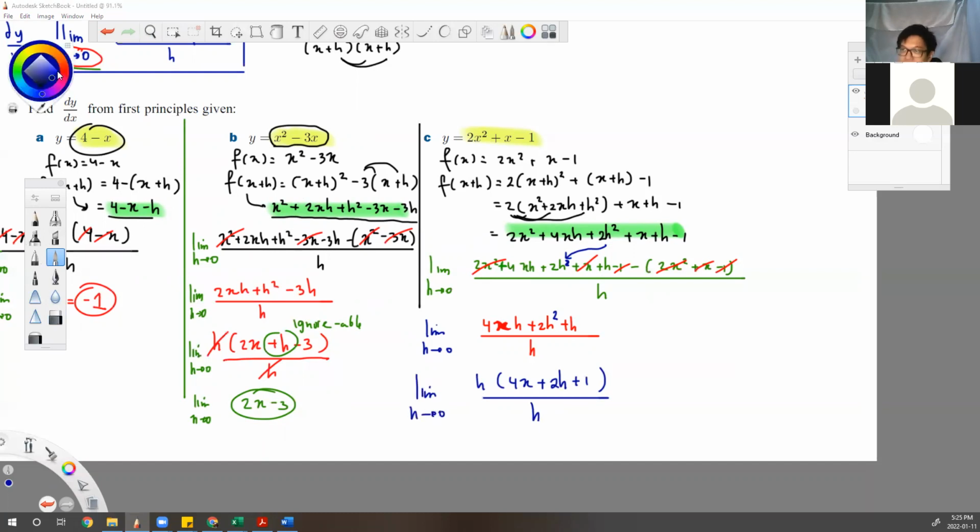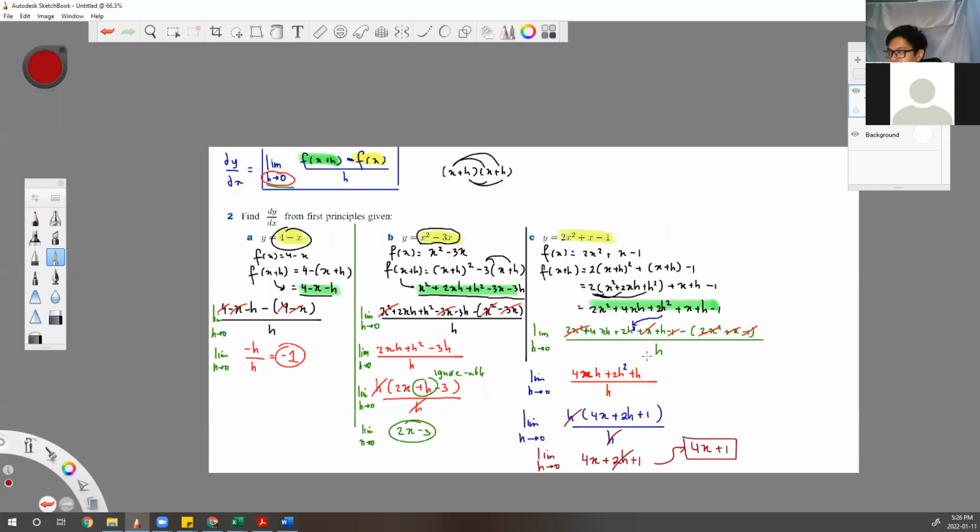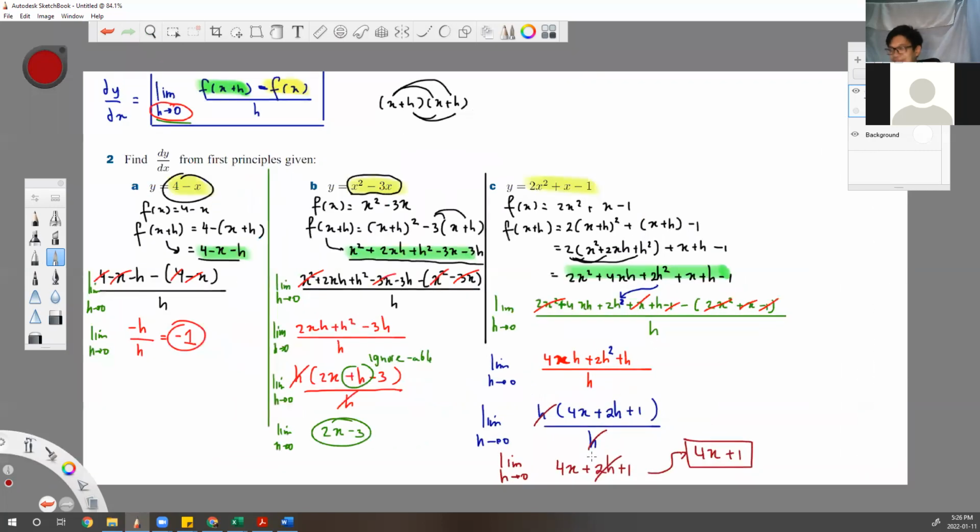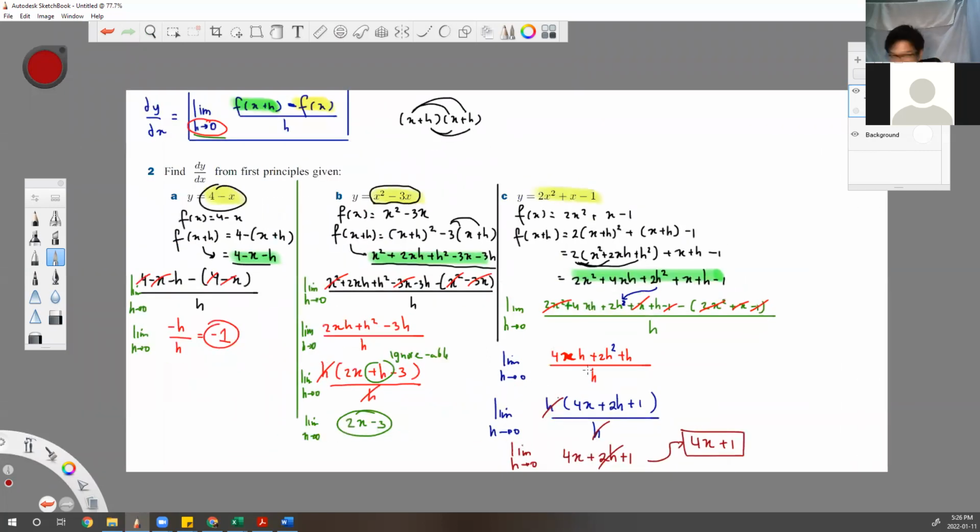And then what next? Cross out like this. The final answer will be 4x plus 2h plus 1. Since the h is near to 0, again, the h is ignorable, right? You just ignore this. 2 times 0 is 0. So the answer will be 4x plus 1. That's it. Okay. I think it's already clear enough. This is the most detailed answer.